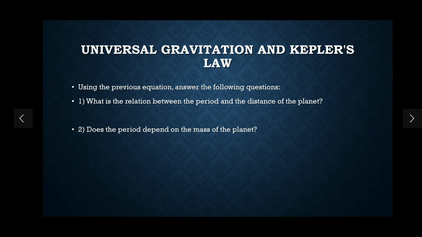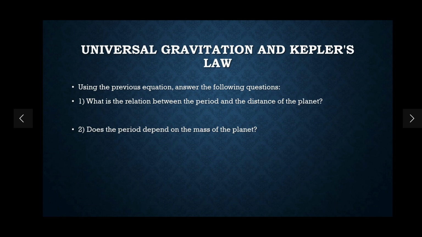Using the previous equation, let's answer the following question. What is the relation between the period and the distance of a planet? Period is directly proportional to the 3/2 power of the distance. So T is directly proportional to the distance to that power. Does the period depend on the mass of the planet? No, it only depends on the mass of the sun. T depends on the mass of the sun and the distance.